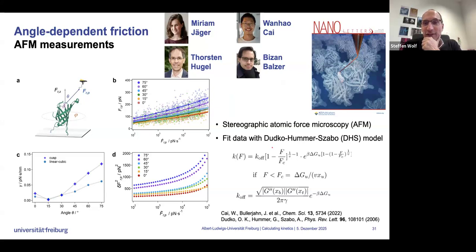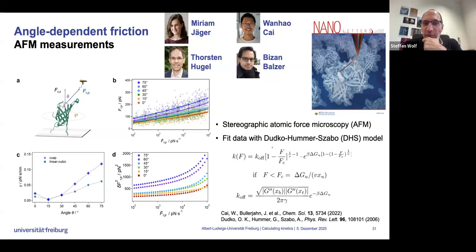And it actually does. In this case, these are results from a collaboration here with Thorsten Hugel at Freiburg and Bijan Balsa, who are experts in atomic force microscopy, where they can pull out ligands from binding sites in proteins, and not only do this with atomic force microscopy in such a way that you pull out ligands straight off of the binding pocket, but by pulling out ligands at an angle from a binding pocket in single molecule experiments.